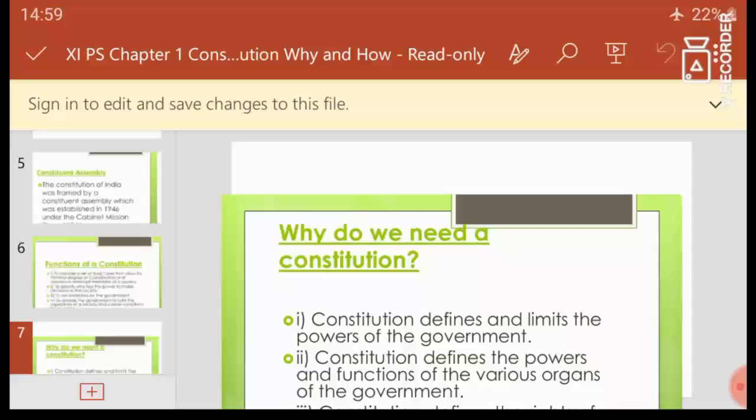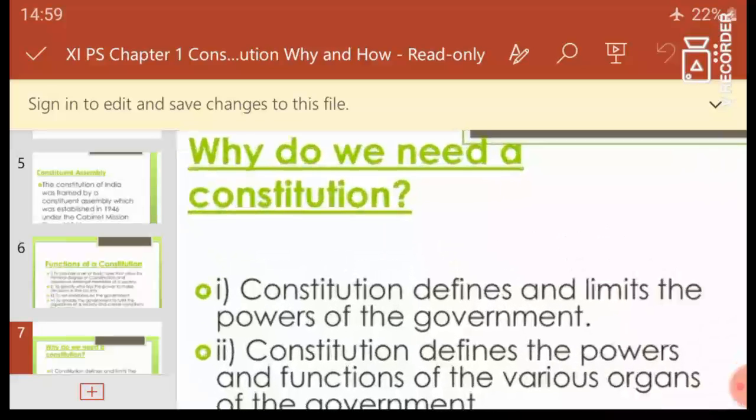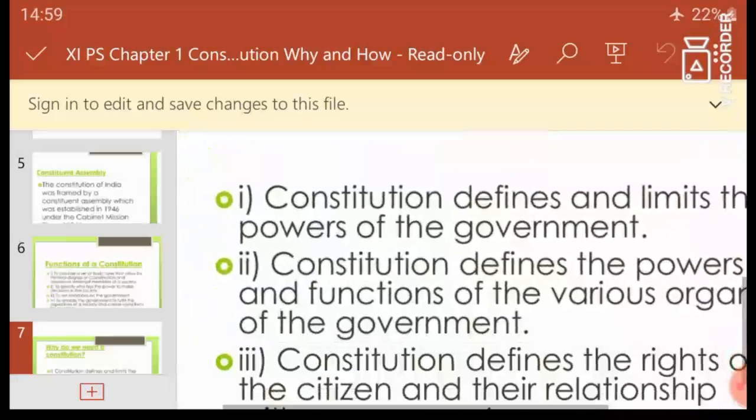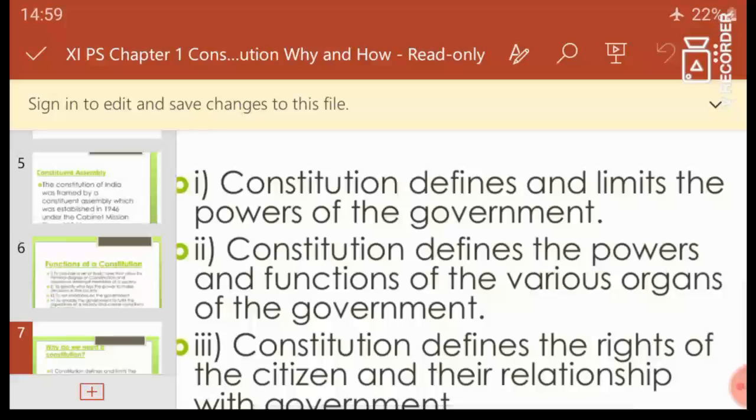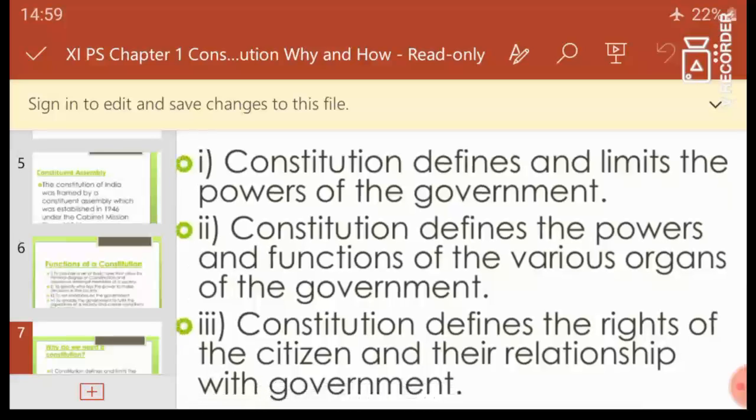Now we move to the next topic, that is, why do we need a constitution? The need of the constitution is that it defines and limits the powers of the government. What would be the powers of the government, how it would be working, what way it would be imposing the laws, how it would be making the laws, how it would be fulfilling the aspiration of the public, how it would be ensuring the enactment and implementation of policies, that all constitution would be defining.